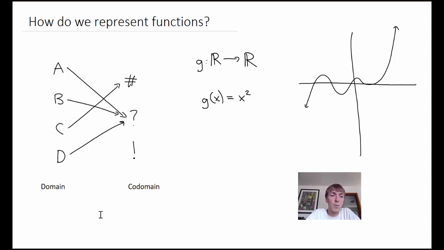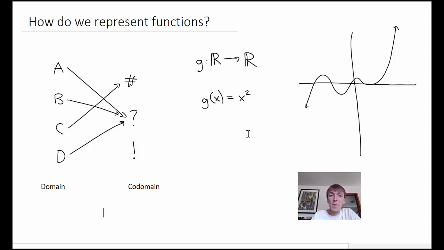Okay, so this function that I have represented here is taking a to question mark, b to question mark, c to pound sign, and d to question mark. Also notice that nothing is going to exclamation mark. That's actually okay. All right, so it's not really a formula, and who knows what this function would be representing, but it's a perfectly good function.